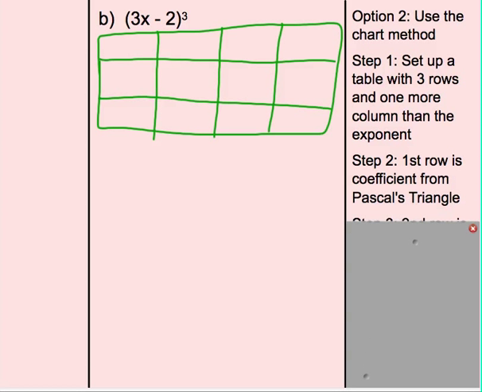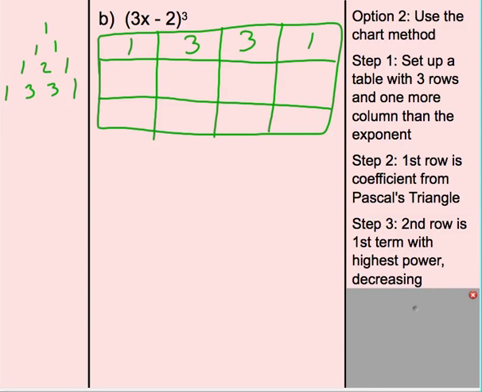As I mentioned, our first row is going to hold those coefficients from Pascal's triangle. Now, I don't expect you to have Pascal's triangle memorized already, but it is fairly easy to generate. So you start with a 1, row 1 has 1, 1, row 2, 1, 2, 1. Remember adding the terms from the previous row. And then our third row is 1, 3, 3, 1. So those coefficients go in my first row.